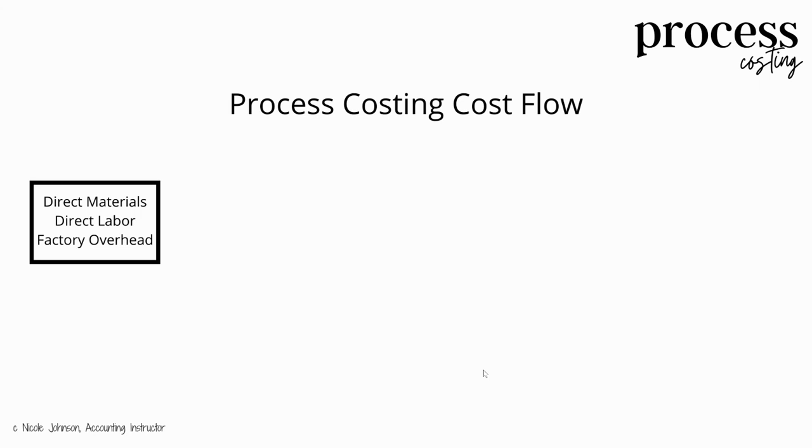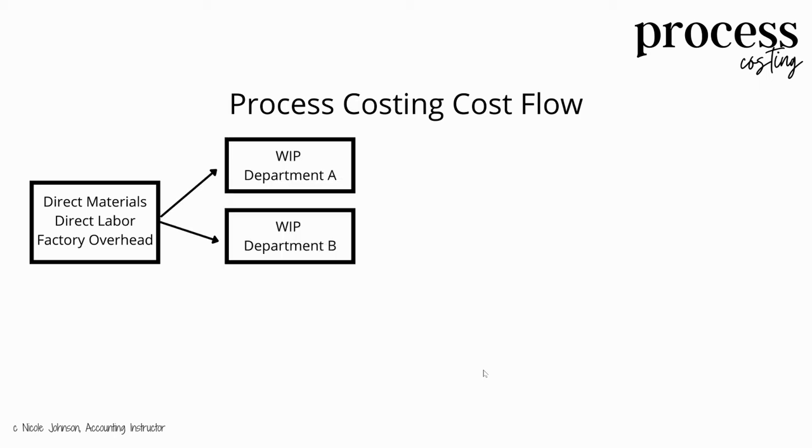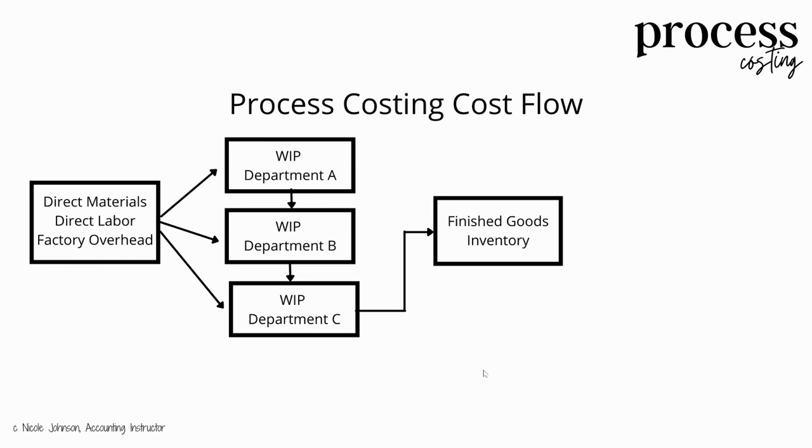We know that the cost of a product is computed by taking direct materials plus direct labor plus factory overhead. Now, these costs can go into any given department. In this example, we have generic names: work in process department A, work in process department B, and work in process department C. Items from work in process department A could carry down to work in process department B, and when they're completed there, they might go on to work in process department C. From there, they go into finished goods inventory once they're complete, and once they're sold, they go to cost of goods sold.